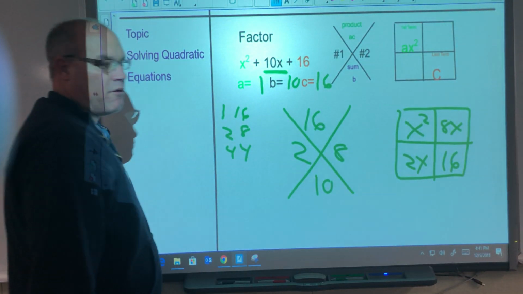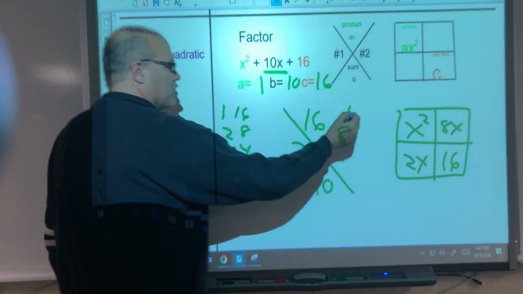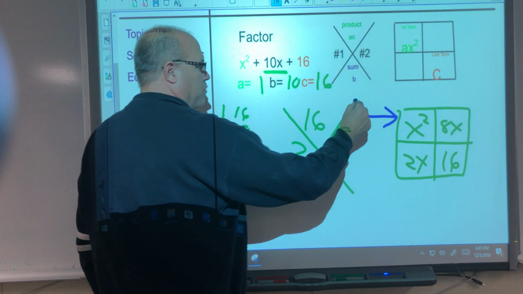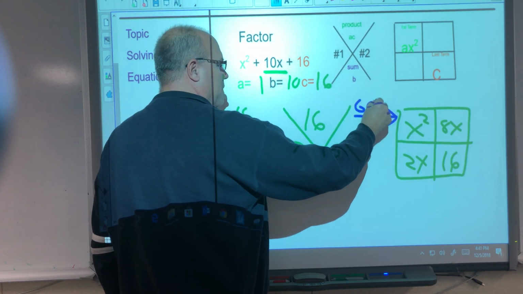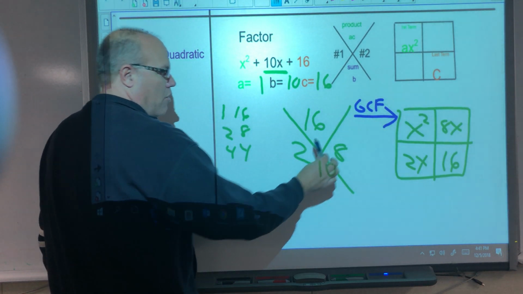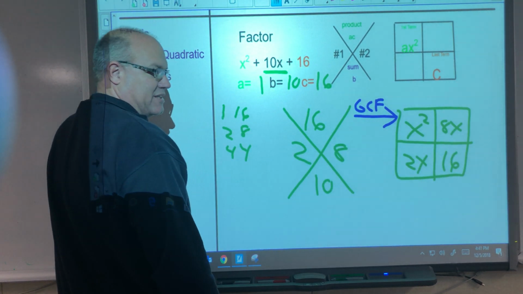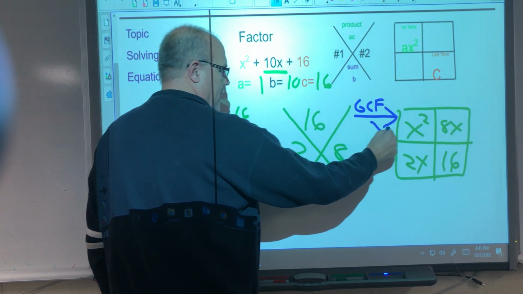All right, now we're ready to begin factoring. We're going to start here. And this is important. We need to pull out the greatest common factor going across. So between x squared and 8x, the GCF is 1x. So I pull out an x.